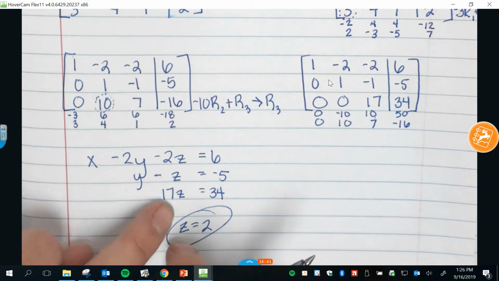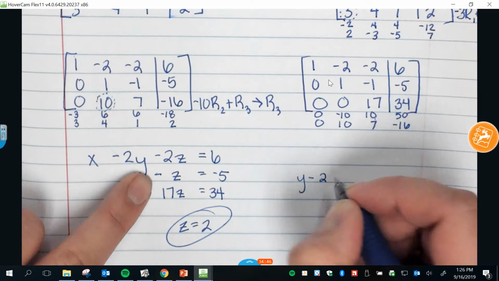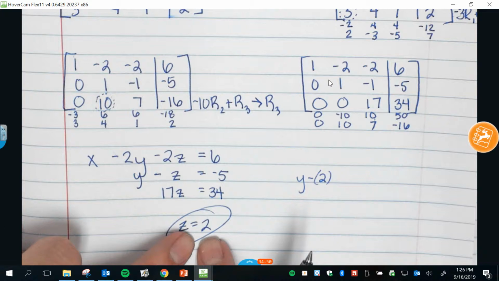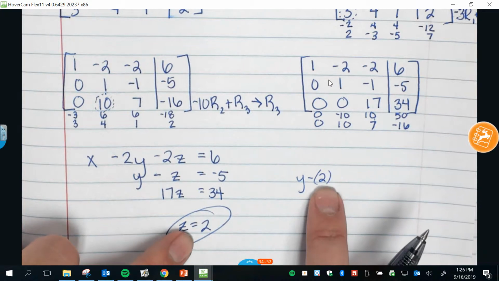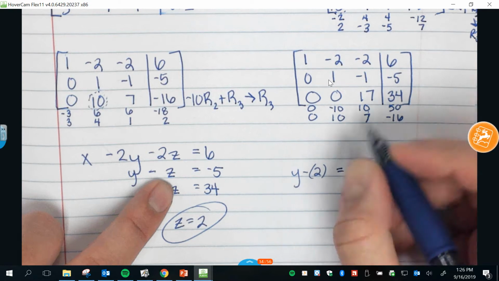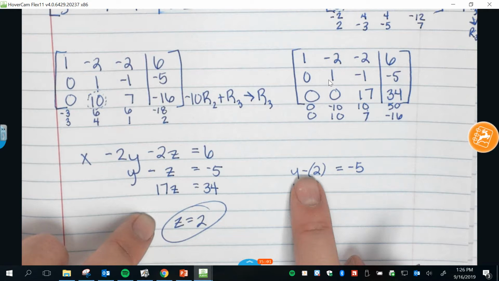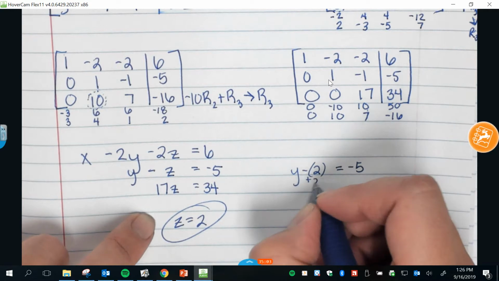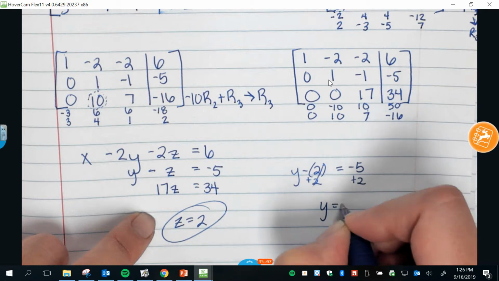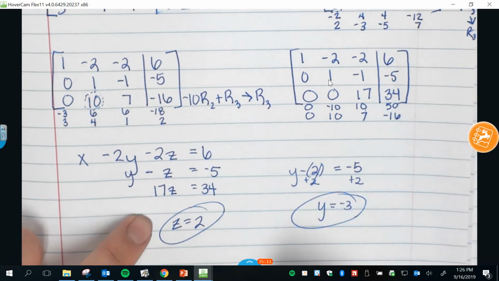I'm going to find y. I go right back up, bottom to top. So y minus (2), because 2 is what z is. Every time I'm plugging in a number, I always use parentheses to show that I'm substituting a value. Doesn't mean I always need them, but I always write them anyway. Equals negative 5. So then I would add 2. So y equals negative 3.